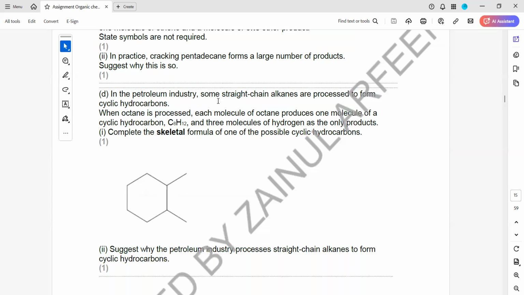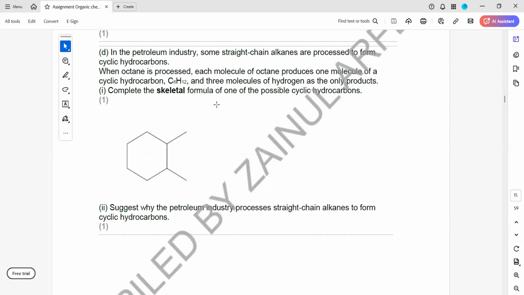In the petroleum industry, some straight chain alkanes are processed to form cyclic compounds. What do we call this process? We call it reforming, in which we convert the straight chain into a branched or cyclic one. So when octane is processed, each molecule of octane produces one molecule of a cyclic hydrocarbon, C8H12, and three molecules of hydrogen as the only products. Complete the skeletal formula of one of the possible cyclic hydrocarbons. So 1, 2, 3, 4, 5, 6, 7, and 8.